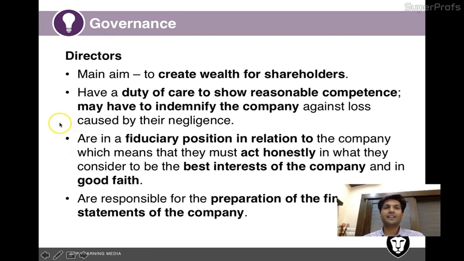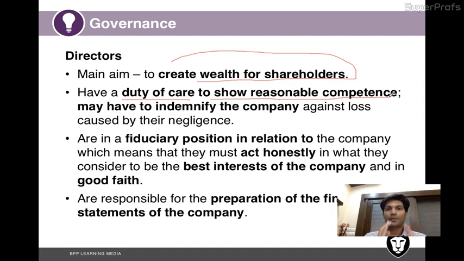What governance means? Remember, we have directors, and the director main aim is to create wealth for the shareholder. That is, the company share price goes up. So all the directors have a duty of care to show they have good amount of competence. Competence means that they have the adequate ability to do the job properly. And in case they do something known as negligence, then they have to repay the company for the losses in case they do not discharge their responsibility properly.